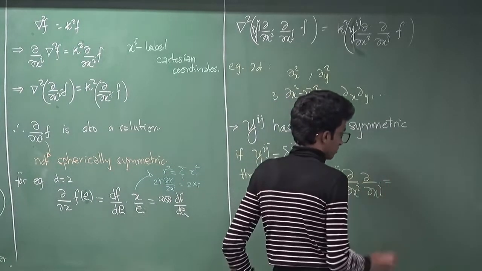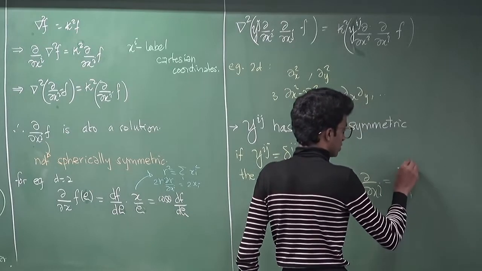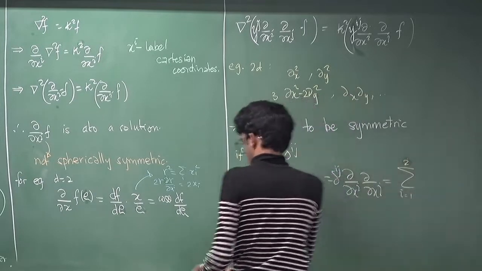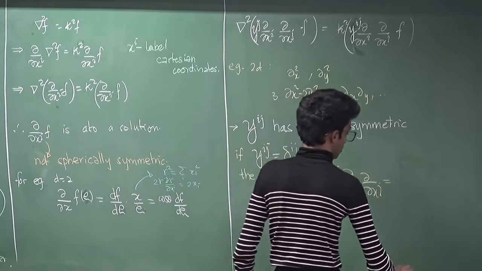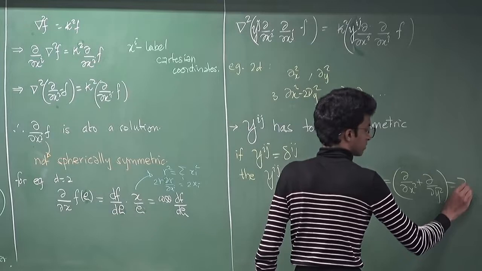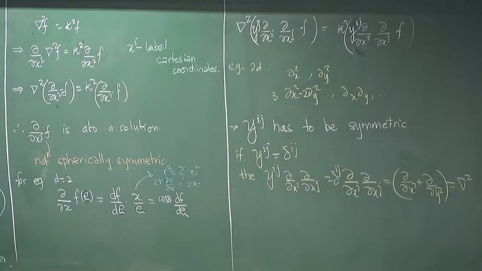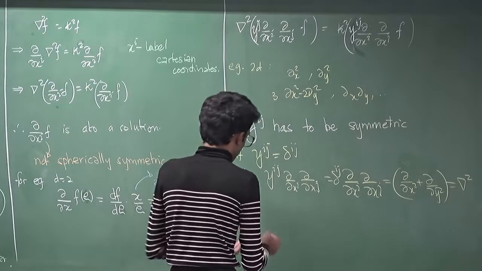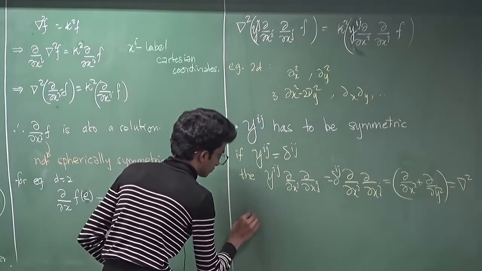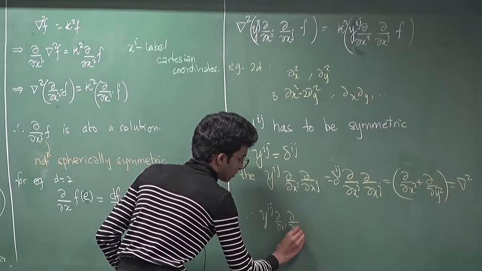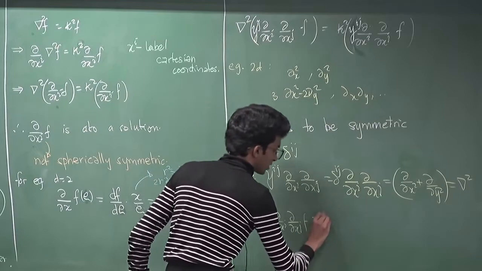So this is just what? If you want me to write the summation explicitly, this is just 1 to d or 1 to 2, which I can just write explicitly, which is just del x squared plus del y squared, but that's just the Laplacian. Right? So you notice that this differential operator acting on f will just be Laplacian acting on f. Therefore, Yij del xi del xj acting on f would be grad squared acting on f.